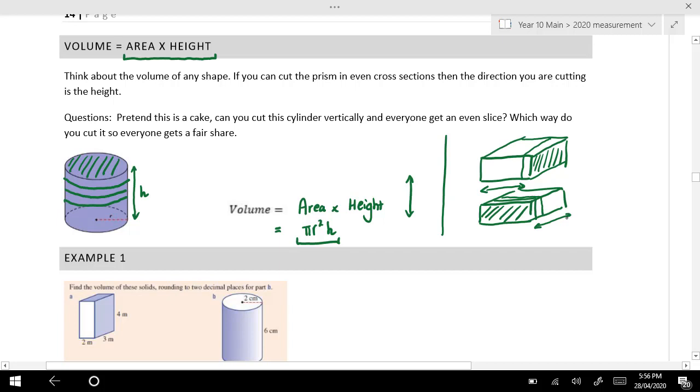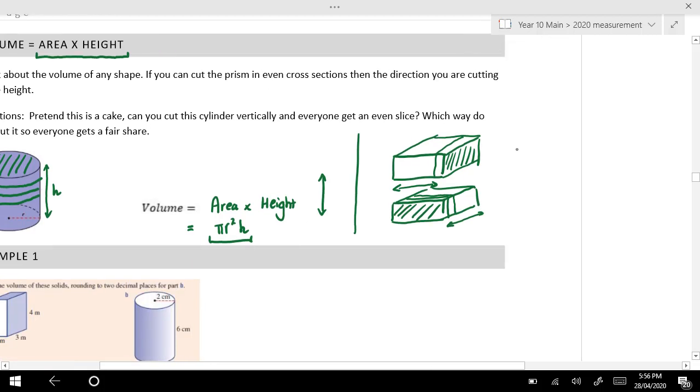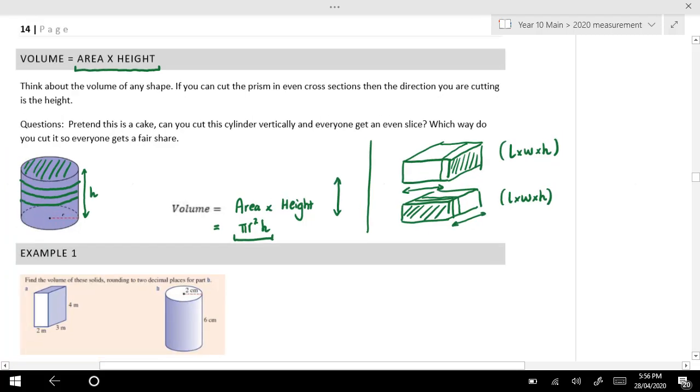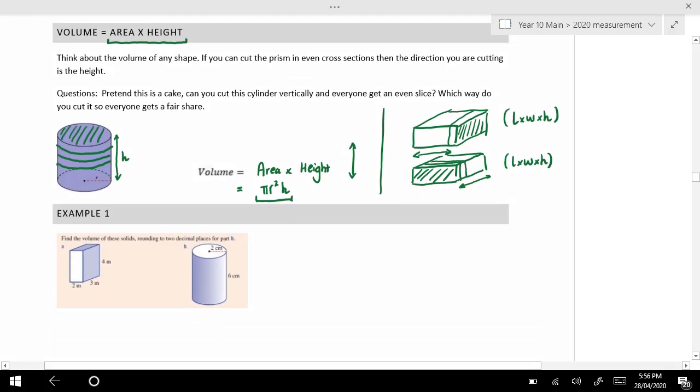But it doesn't really matter because, of course, the area of a rectangle is length times width, and the height is just whatever the height is. So if you multiply those three things together, it doesn't matter which way you do it, you're still going to get the volume. So finding the volume of a rectangular prism is really quite easy.